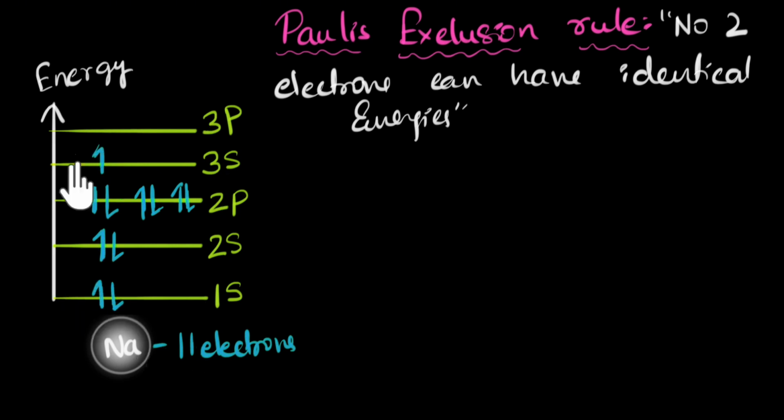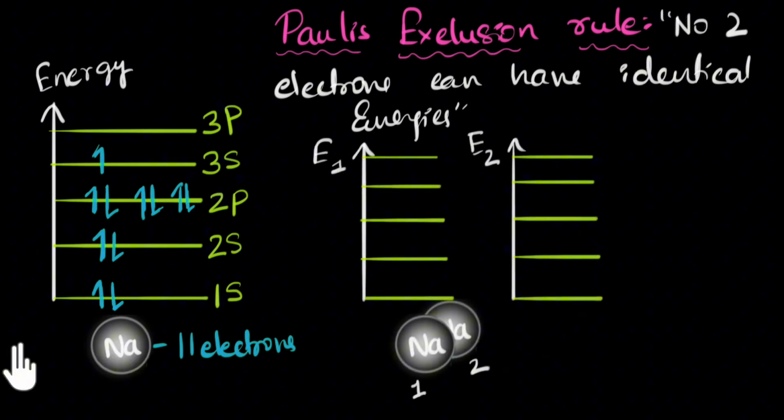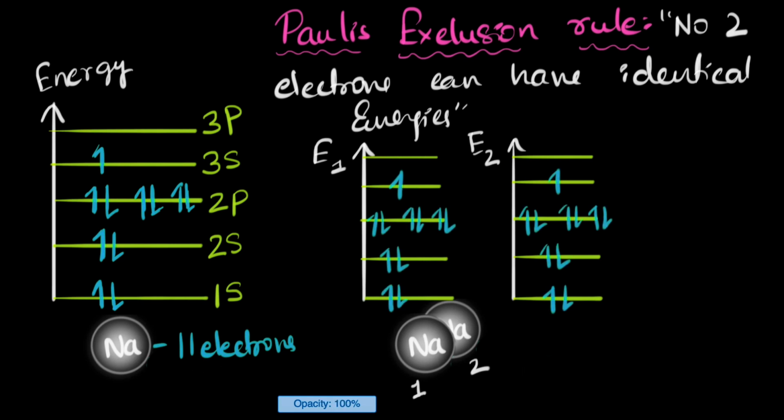But this is for a single atom of sodium. What if we have, say, 2 atoms of sodium very close to each other? What happens then? Somewhat like this. What if they form some kind of a molecule? How would the electrons of this molecule fill up the energy levels? Can we say that now each atom will have something like this? Each atom will have electrons filled up accordingly? Well, that won't work. That can't be possible.